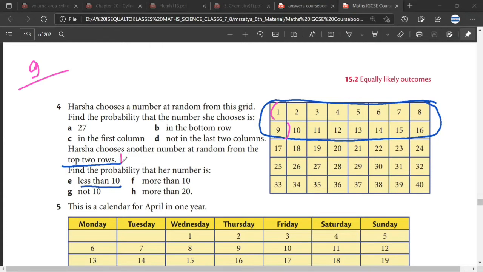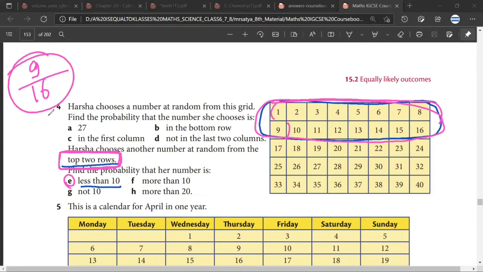See now, he is focused on the top two rows only. So what are the total number of options which are there in these two rows? Total number of 16. Shabash. And how many numbers satisfy this condition, less than 10? So the probability would be 9 by 16. Is it making sense, Satya? Yes, sir.